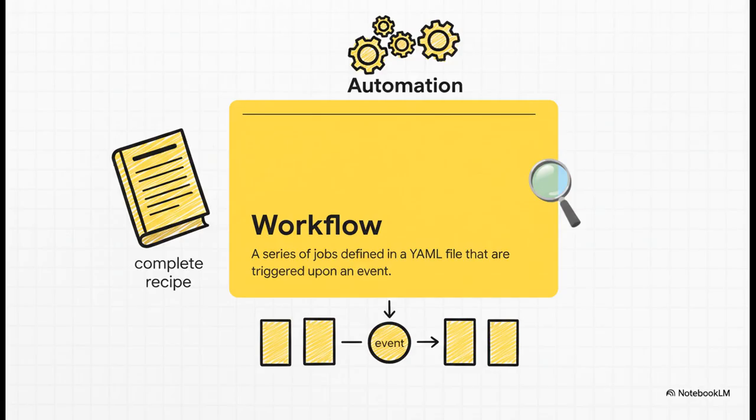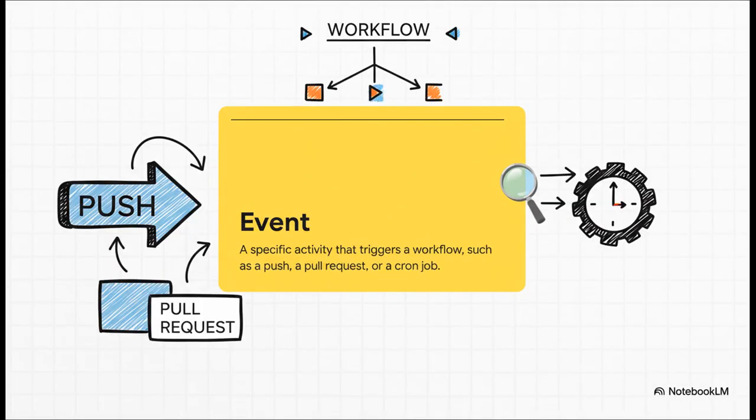It's the whole YAML file defining the entire process from start to finish. And what starts the recipe? An event. The event is just the trigger. It's the specific thing that happens that tells your workflow, okay, it's time to go. This could be a push to your main branch, someone opening a pull request, or even something on a schedule, like running a cleanup task every Sunday night.